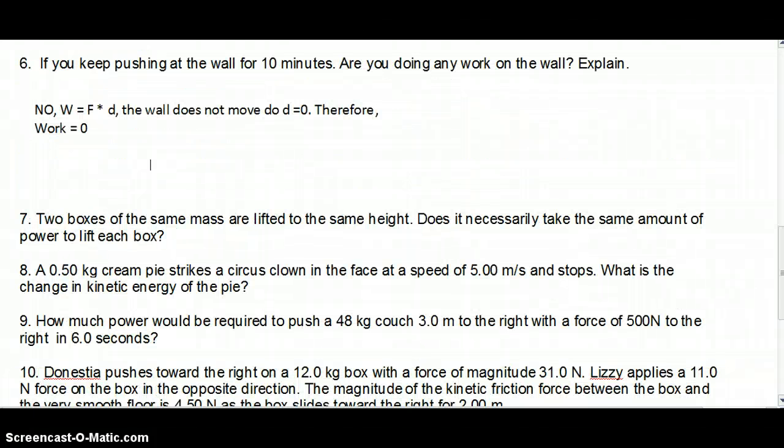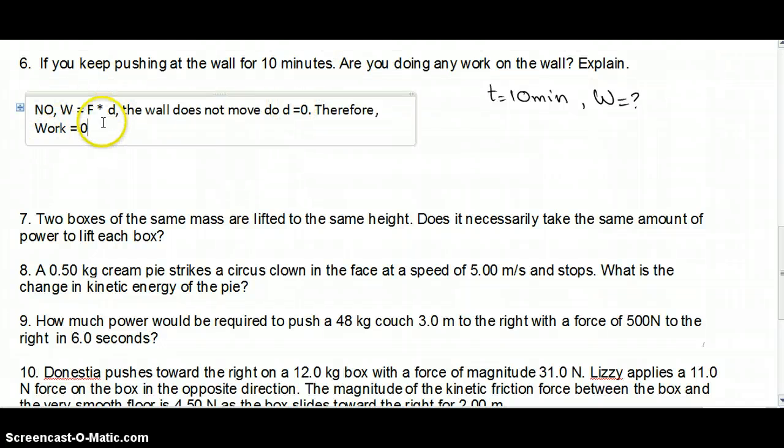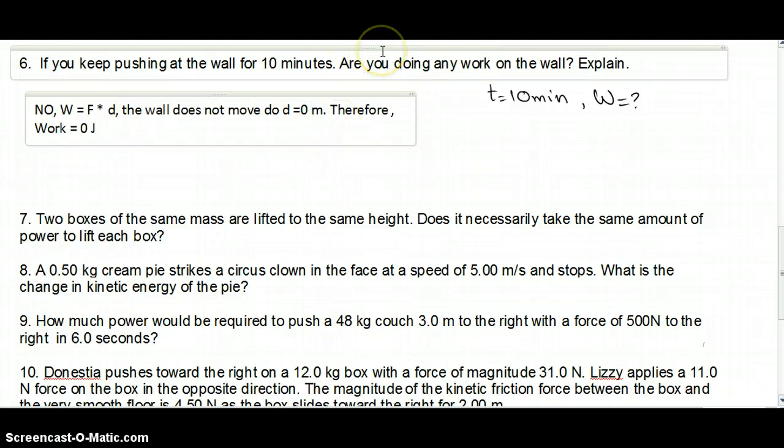If you keep pushing at the wall for 10 minutes, are you doing any work? The answer is no, because work is force multiplied by distance. If you have no distance, then you have no work. And still, let's add the units, even though the answer is 0.